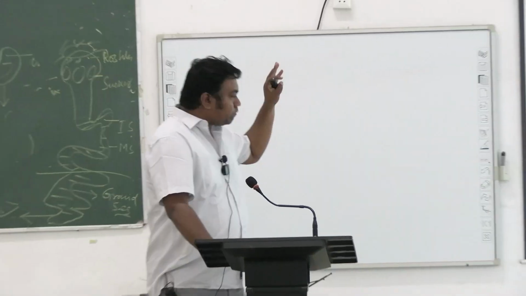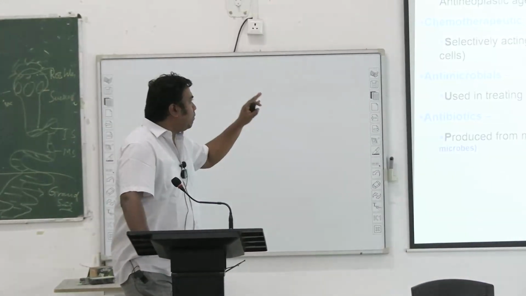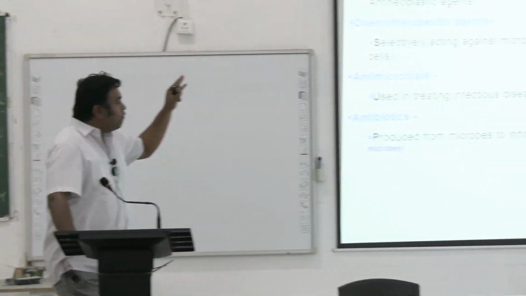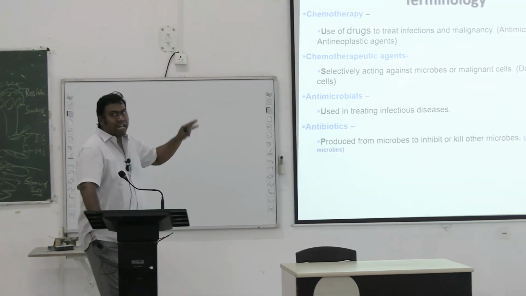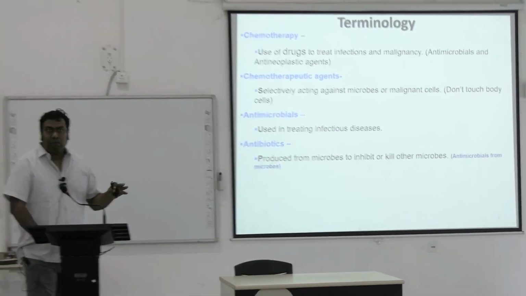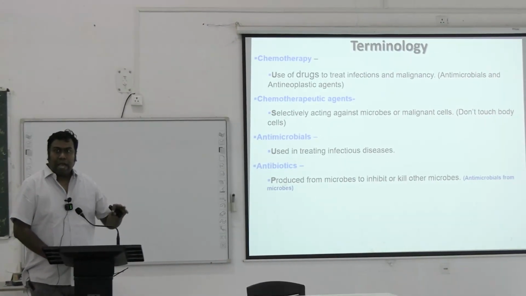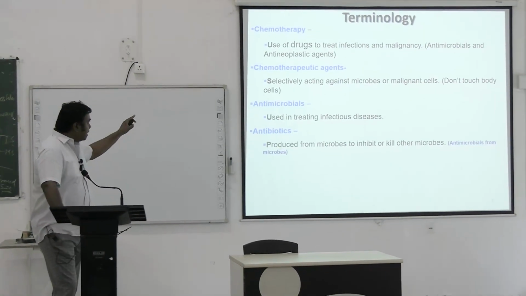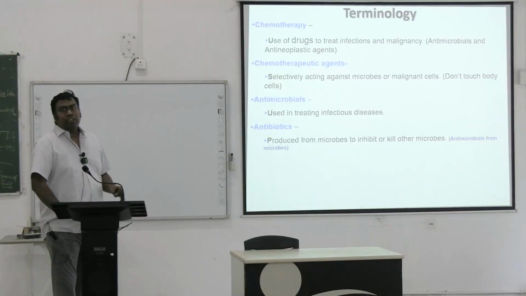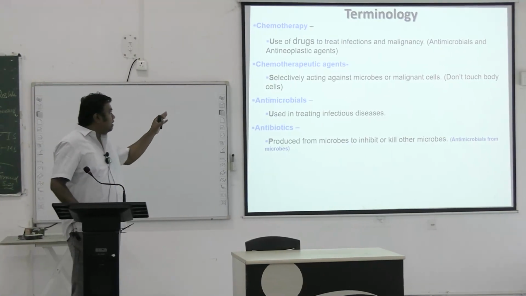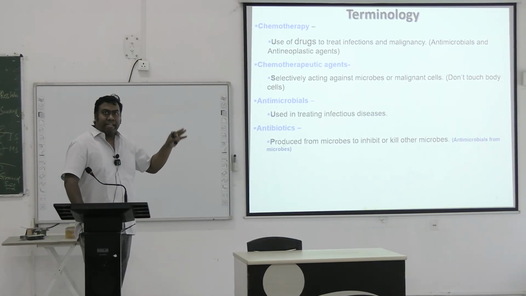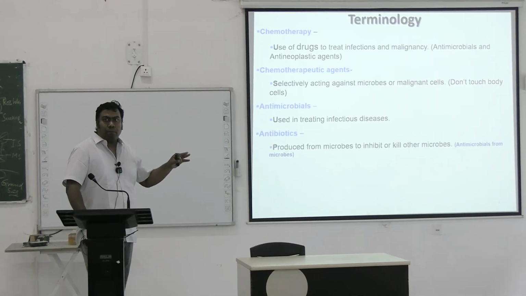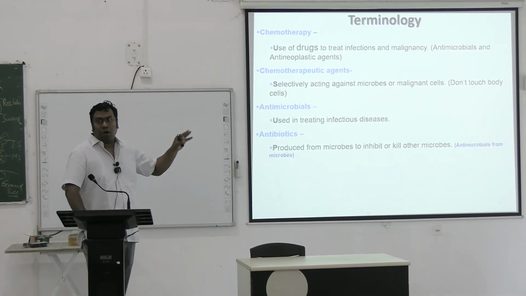So first, going to what is antimicrobial, we have to know some terms. Chemotherapy is the drug treatment of infection and malignancy. So chemotherapy combines both antimicrobial and cancer chemotherapy. Then chemotherapeutic agents are the drugs or agents that can act against foreign components like microbes or malignancy.